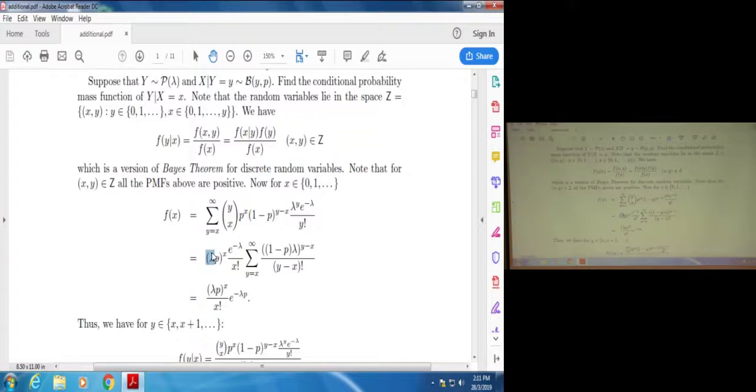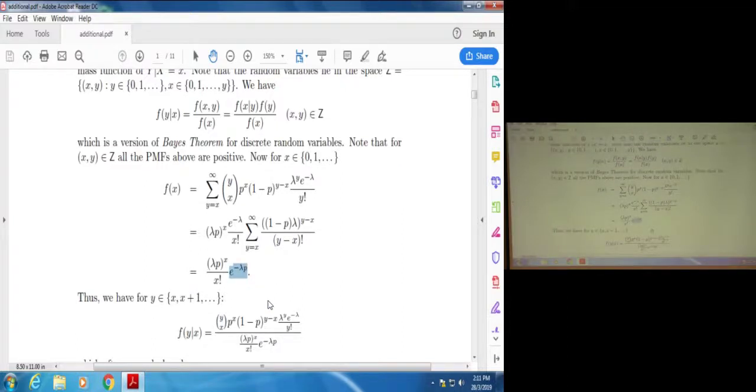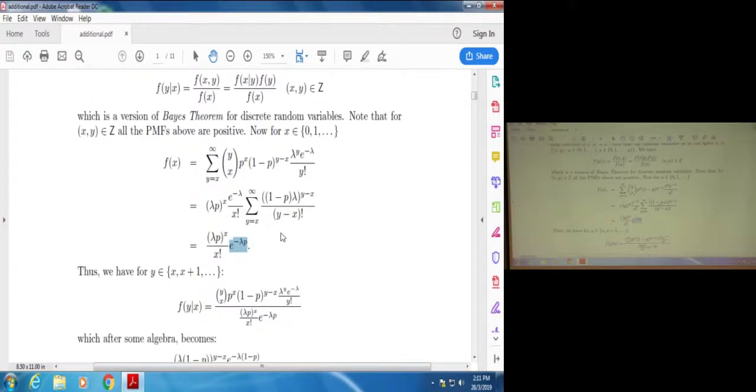Okay, so then what you do is you have a lambda p to the x over x factorial, and I have e to the minus lambda, but I have e to the 1 minus p times lambda, which gives me e to the minus lambda p. Okay, and what that means is that the marginal probability mass function of x is exactly Poisson lambda p. Okay, so then what that means is now we can compute the conditional probability mass function of y.